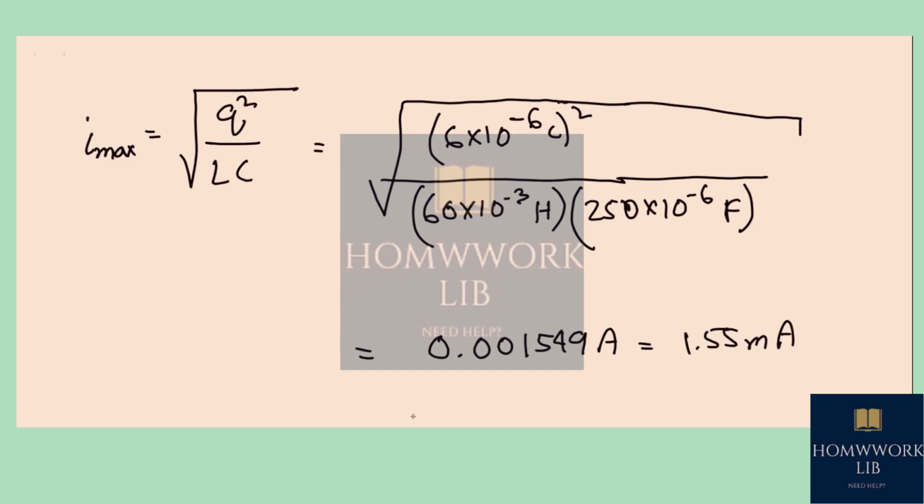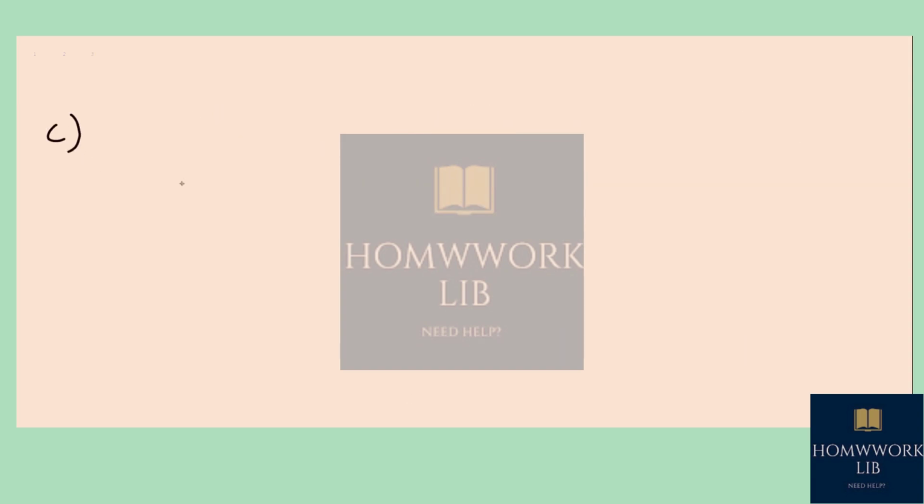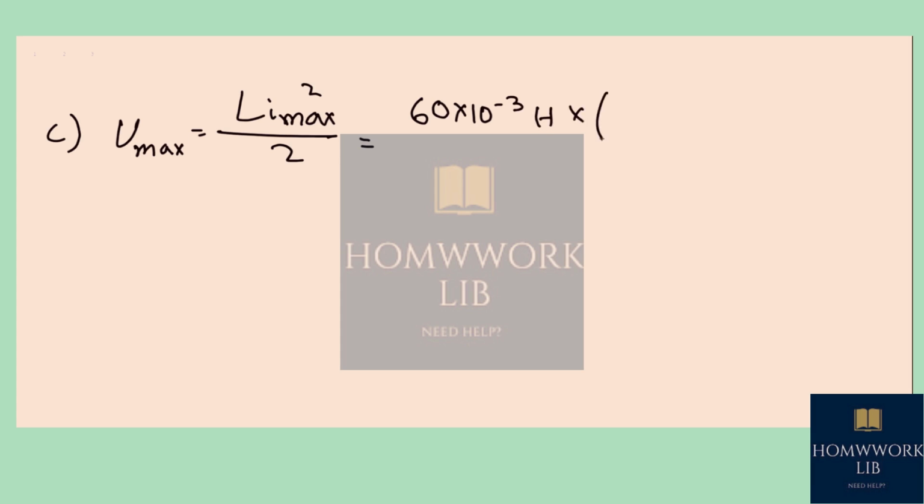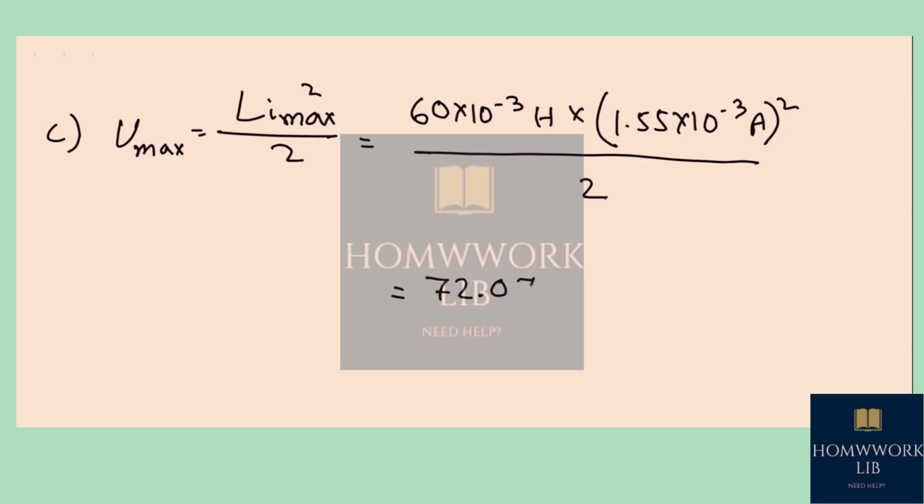Now for part C, the maximum energy stored in the capacitor is given by U max, which is equal to, again, L I max squared by 2, which is 60 times 10 to the power negative 3 Henry times I max, which is 1.55 times 10 to the power negative 3 amp squared divided by 2, which is 72.075 times 10 to the power negative 9 joule, roughly equal to 72.1 nanojoules.